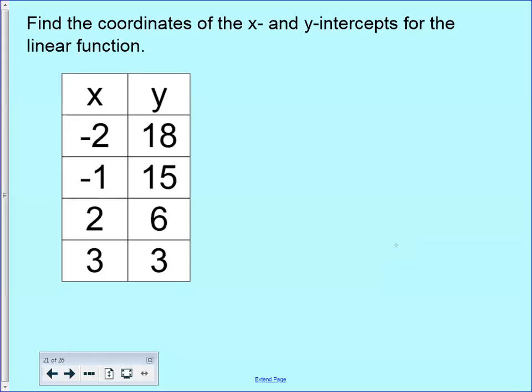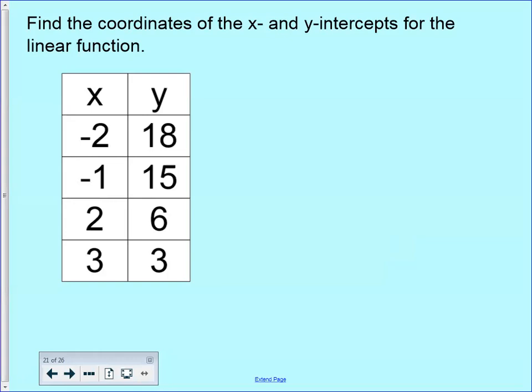All right, guys, this is part 2. Let's go ahead and find the coordinate of the x and y intercepts for this linear function. So this is a table. All I need to do when I have a table and they're asking me to find my x and y intercepts, first thing is I need to find my rate of change. So my rate of change is just my slope.